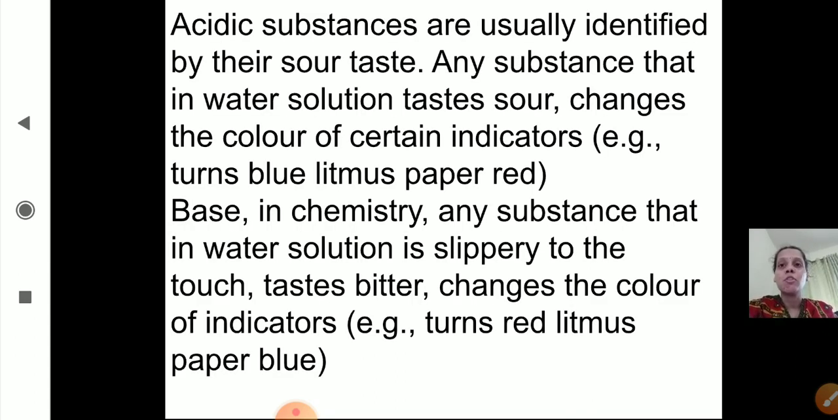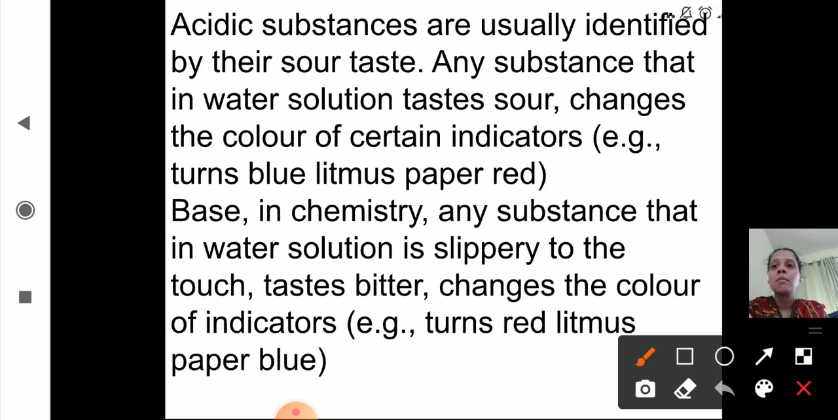Acidic substances are usually identified by their sour taste. Any substance that in water solution tastes sour and changes the color of certain indicators, for example, when it turns blue litmus paper red, is an acid. All of you know litmus paper; you have seen it in the chemistry lab. When the blue litmus paper turns red, that solution is an acidic solution, and acidic substances taste sour.